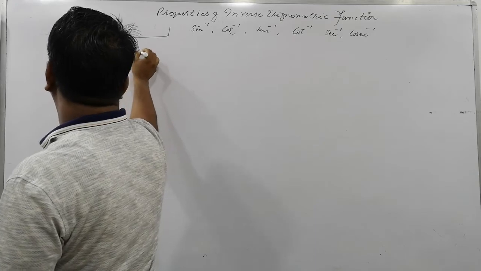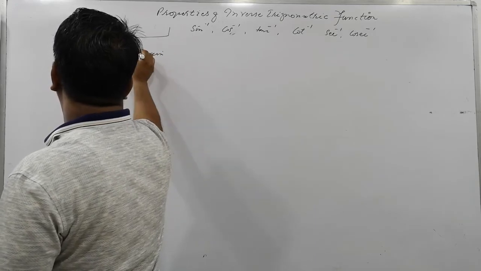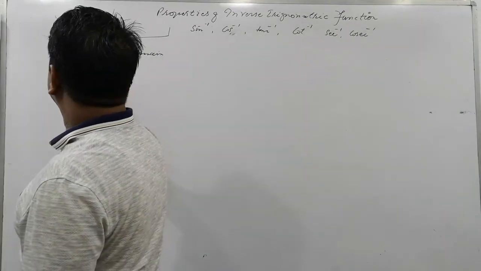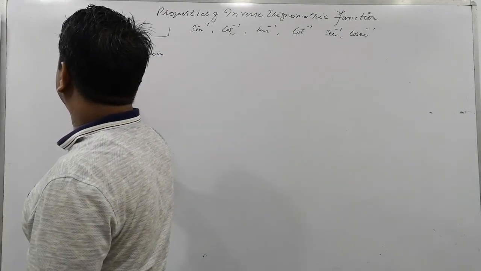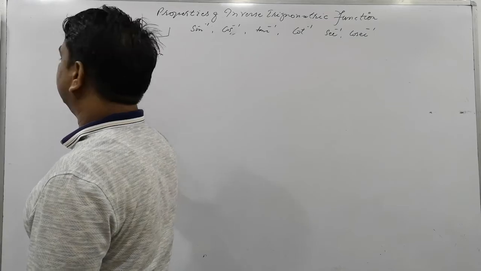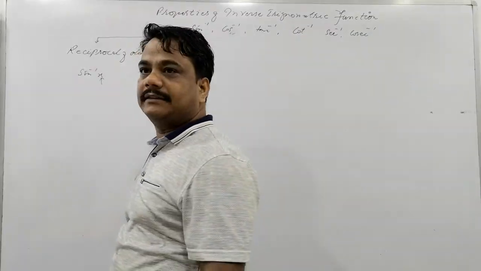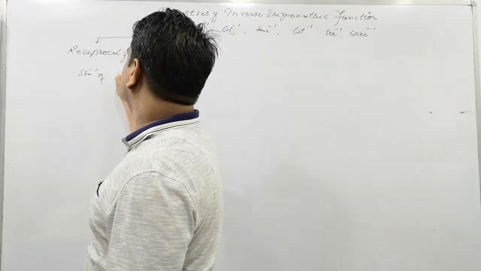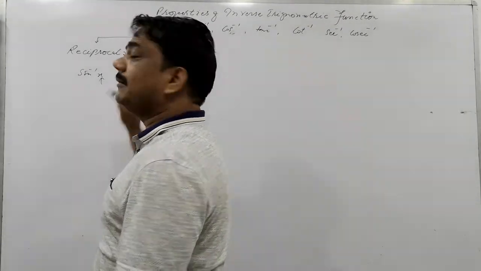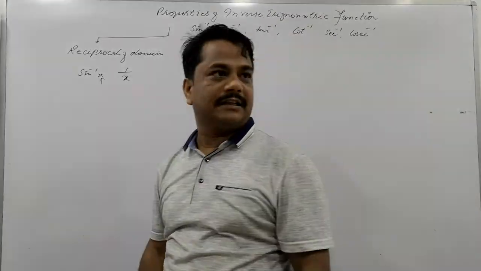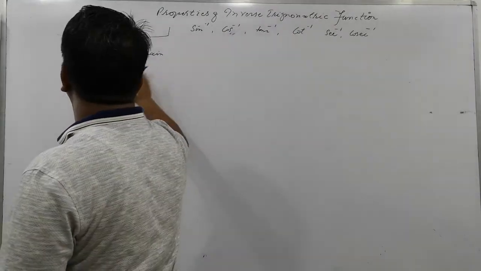Reciprocal of domain. The first property. What is the reciprocal of domain? Suppose there is a function sine inverse x. If I invert the x, the domain of that, to try to understand what I am saying: 1 by x in place of that. So what will happen to its range? Is that clear? This is called the reciprocal of domain.